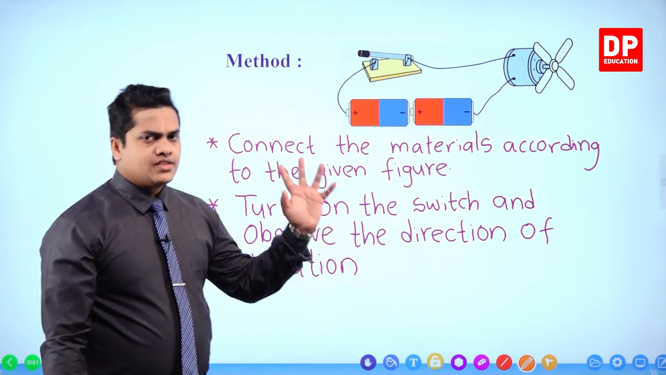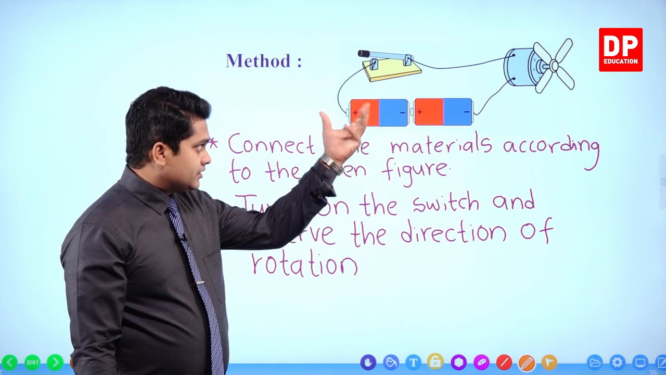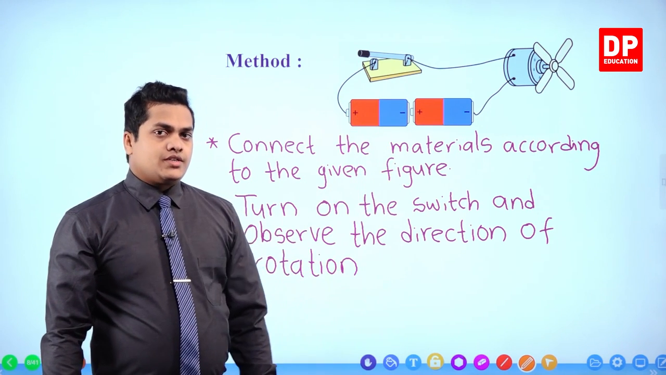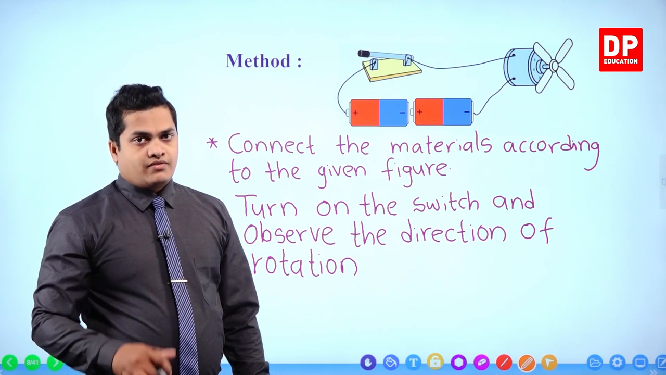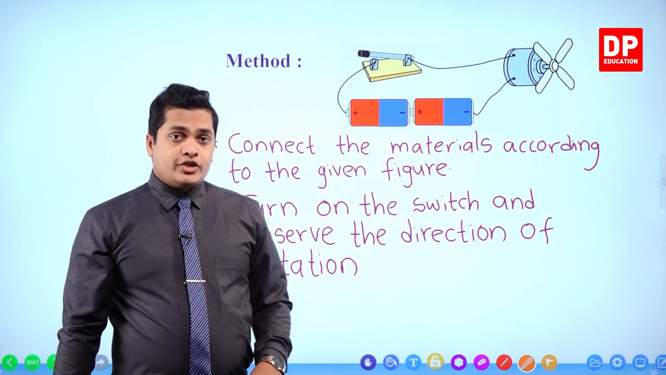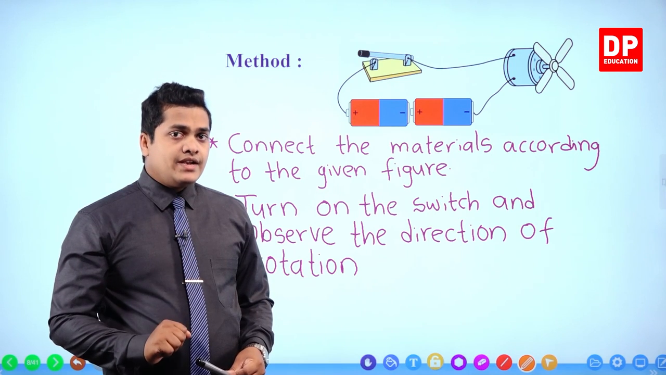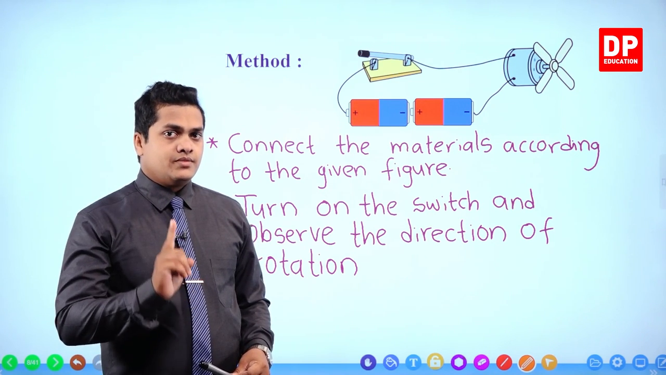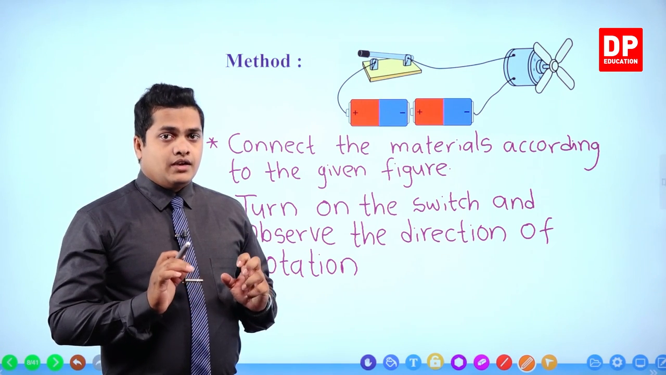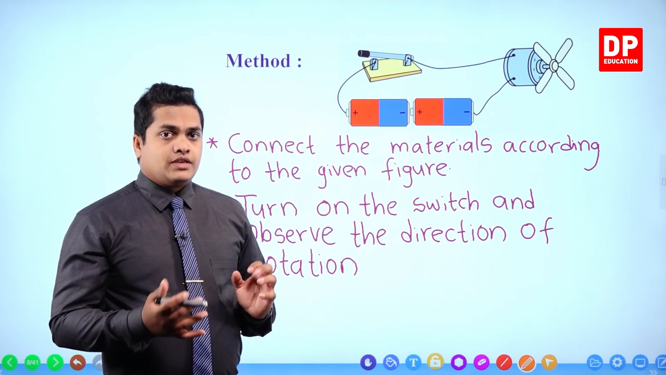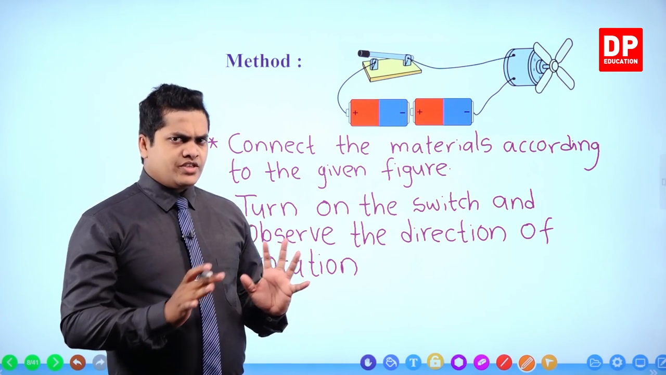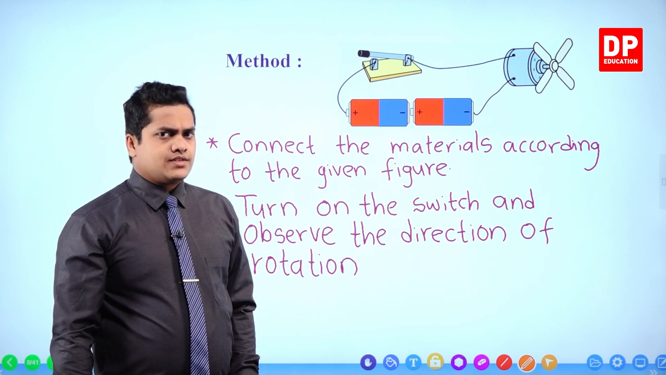So you know that this is a motor, no? So when you connect this according to the given figure and when you turn on the switch, electrical charges will move through the motor, or it will flow through the motor, and due to those charges, you know that the motor is going to rotate, and we have to identify in which direction the motor is going to rotate. Okay, that's the main observation in this activity, right? So we are identifying in which direction the electrical charges are going to flow.